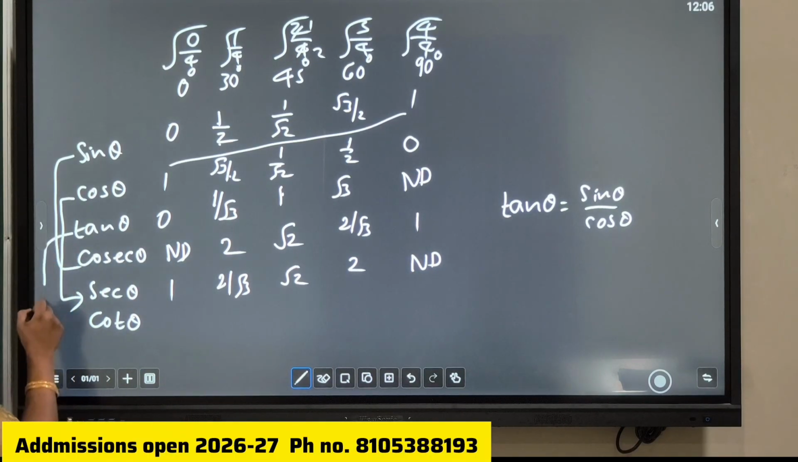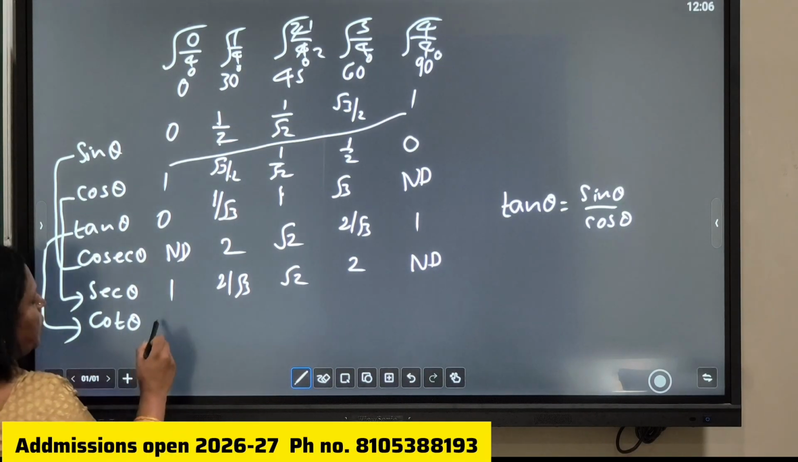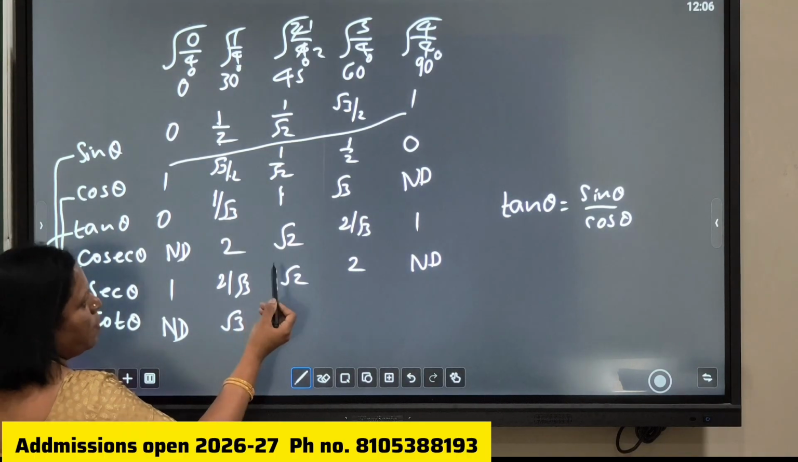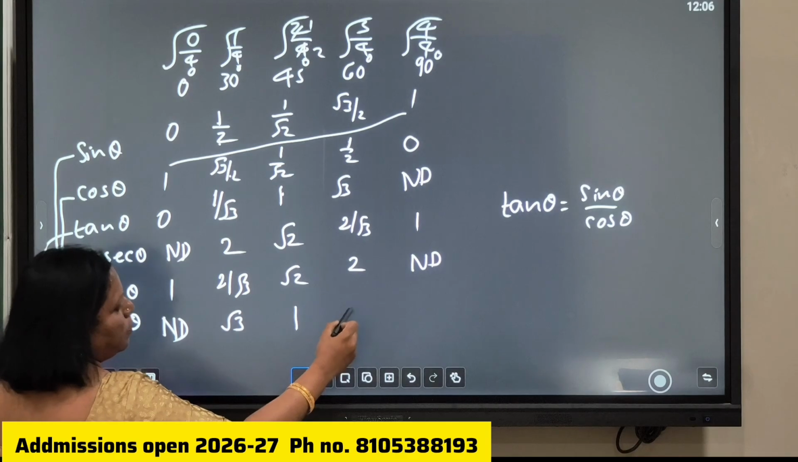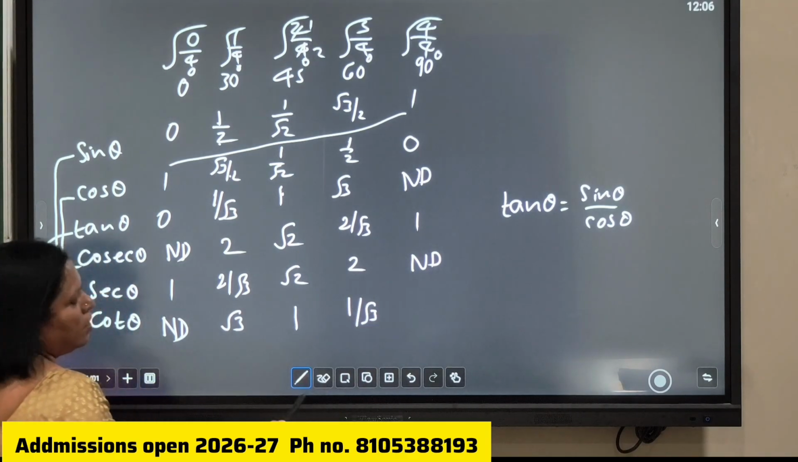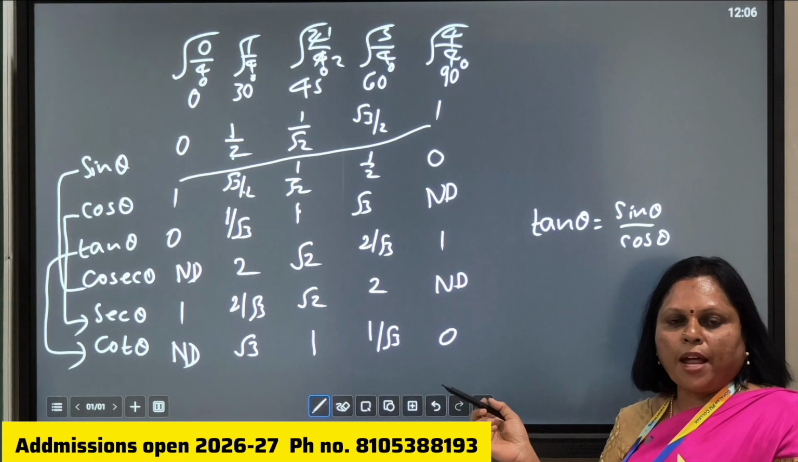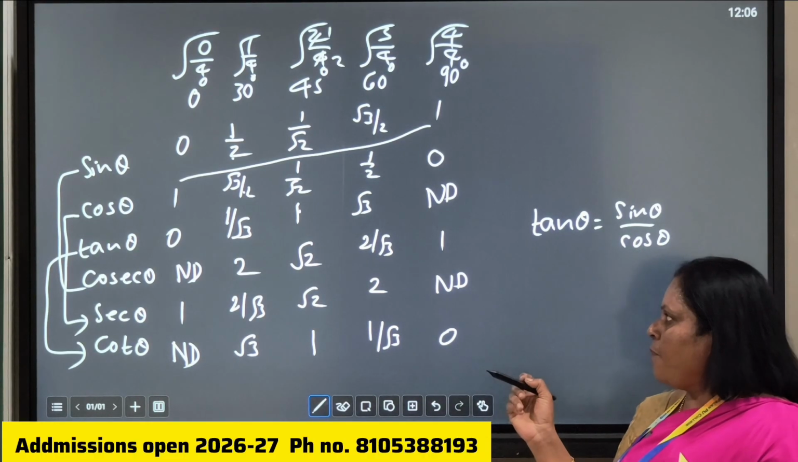Now the reciprocal of tan theta is cot theta. The reciprocal of 0 is not defined. Then the reciprocal of 1 by root 3 is root 3. 1 by 1 is 1. The reciprocal of root 3 is 1 by root 3. Now not defined is 0. Very easy method. Just practice once. Go through the video properly and practice once.